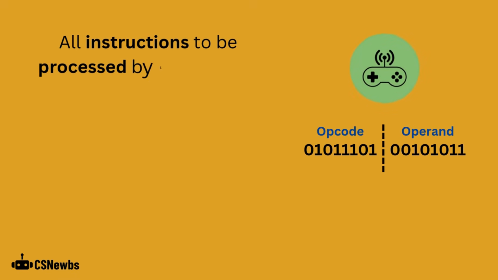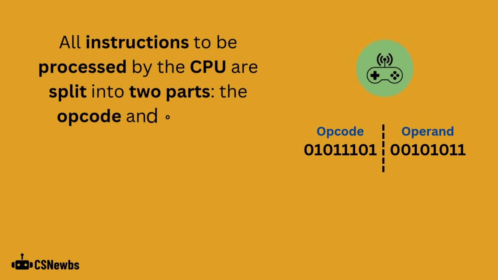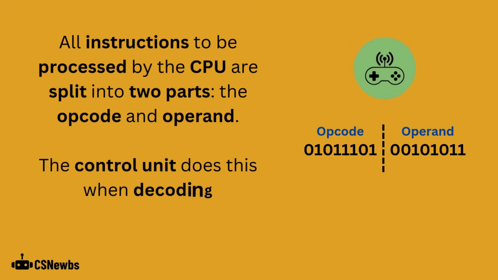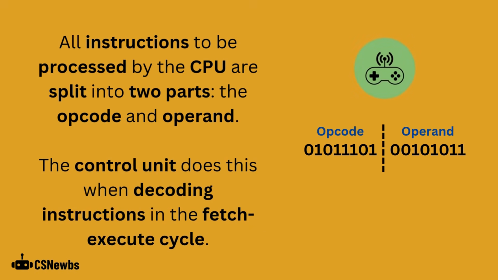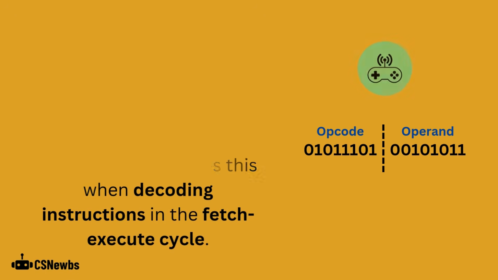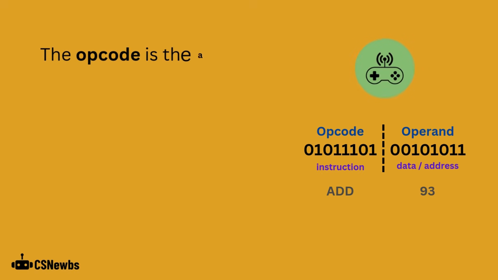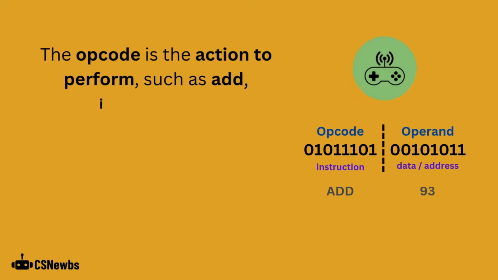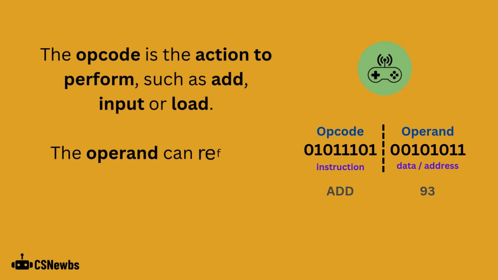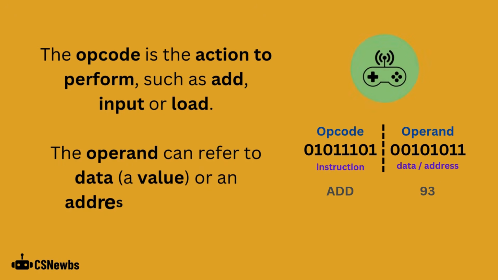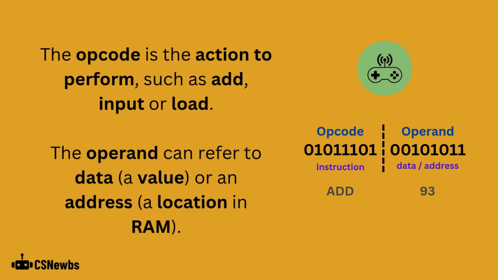All instructions to be processed by the CPU are split into 2 parts, the opcode and the operand. The control unit does this when decoding instructions in the fetch-execute cycle. The opcode is the action to perform, such as add, input, or load. The operand can refer to data, which is a value, or an address, which is a location in RAM.